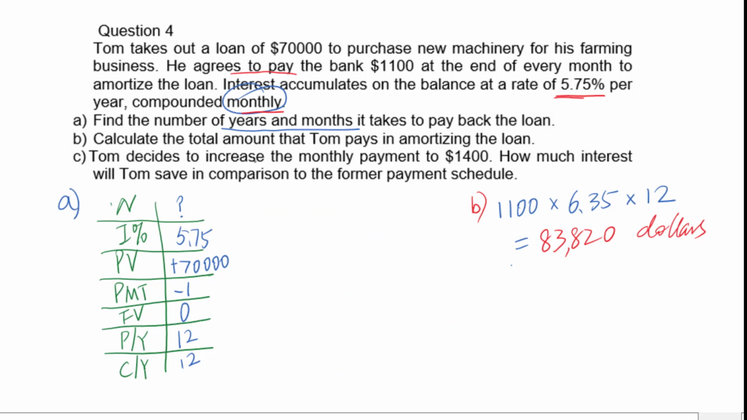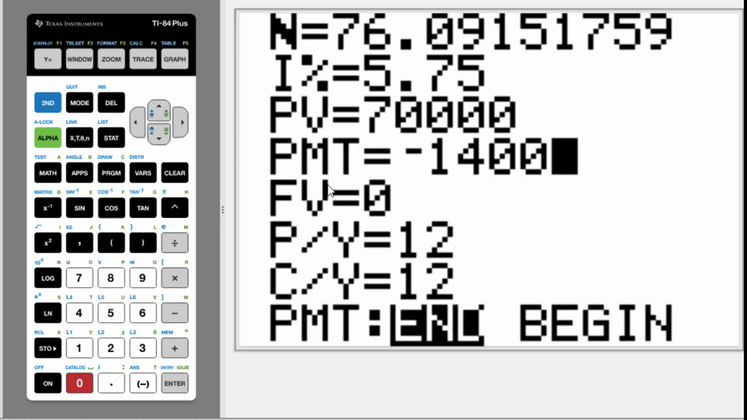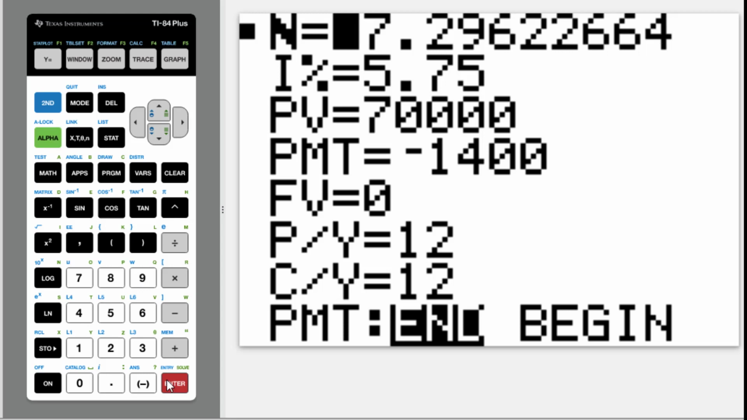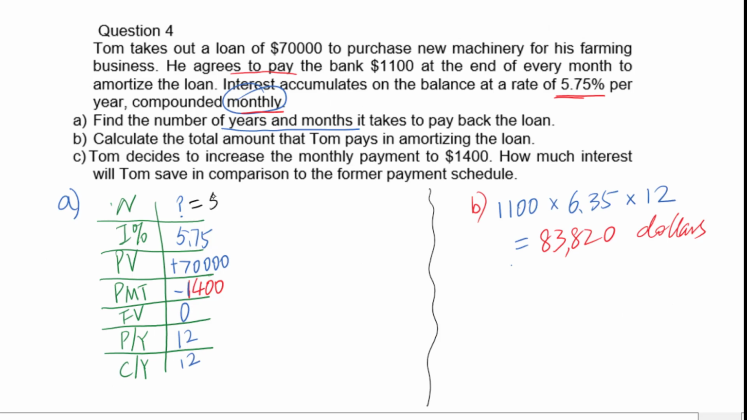Tom decides to increase the monthly payment to $1,400. How much interest will Tom save in comparison to the former payment schedule? So PMT will be negative 1400. We still look for this N. We change this PMT to negative 1400. So we go to this N, alpha, enter, 57.3.